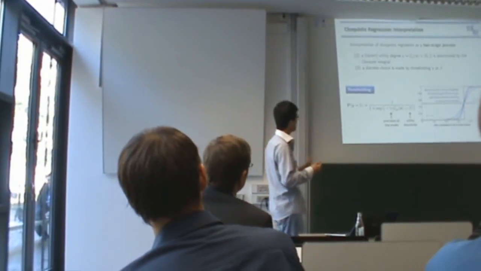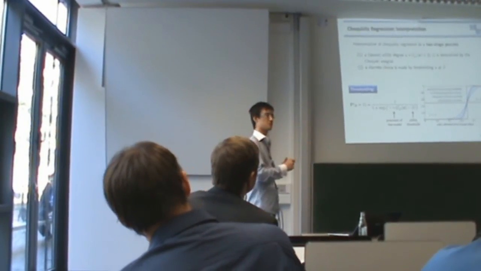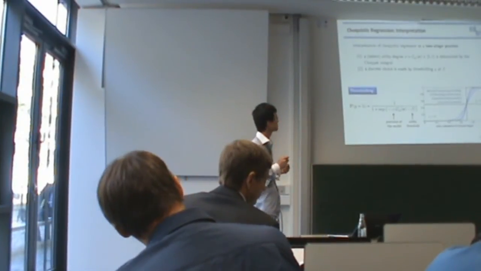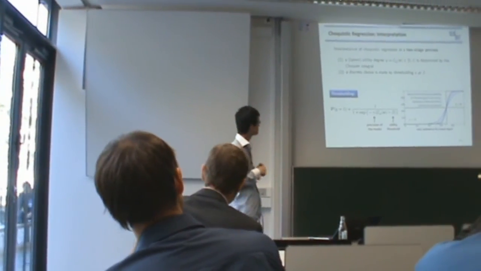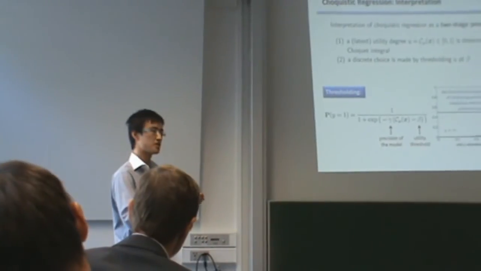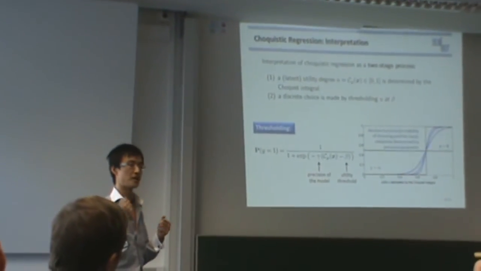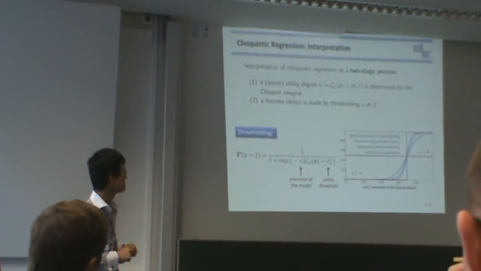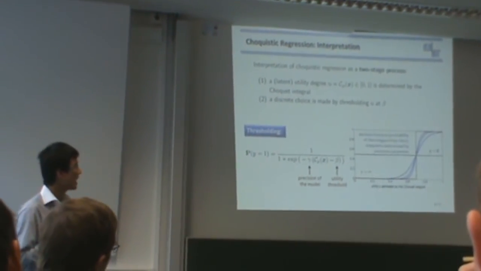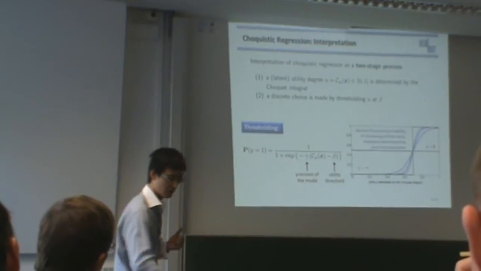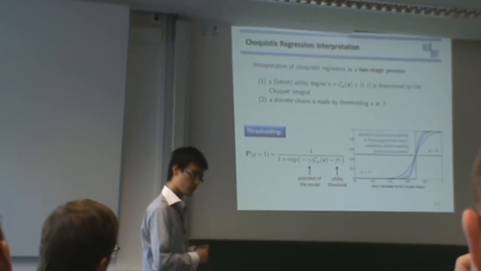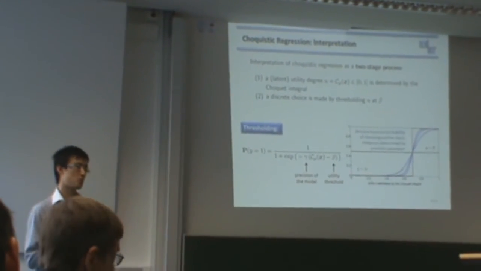So first of all, you evaluate your instance. So you have a utility using the Choquet integral. And then in the second step, you make a discrete choice using this utility and compare it with a threshold beta. Okay? And we have another parameter, which is the gamma. So here we have an illustration to show you how the different gamma influences the model.